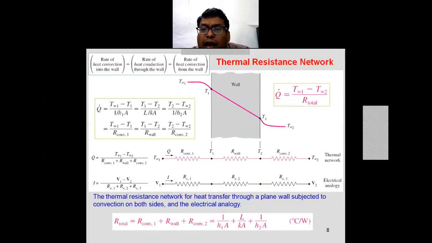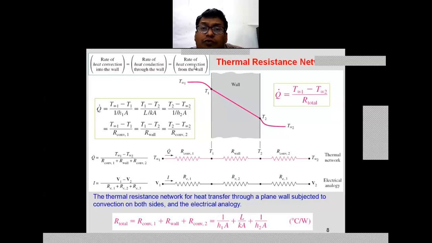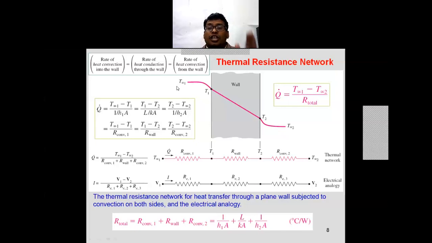Now the addition of the resistances, the thermal resistance network. The rate of heat convection into the wall is equal to the rate of heat conduction through the wall, which is equal to the rate of heat convection from the wall. Here you can see the four different temperatures: T infinity 1, T1, T2 and T infinity 2. There is a slight temperature difference between T infinity 1 and T1, and similarly T2 and T infinity 2. Now the first temperature difference, T infinity 1 to T1, is the rate of heat convection into the wall.